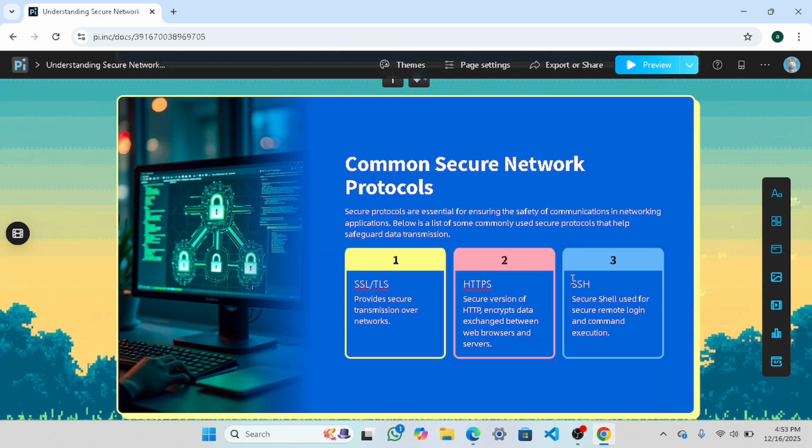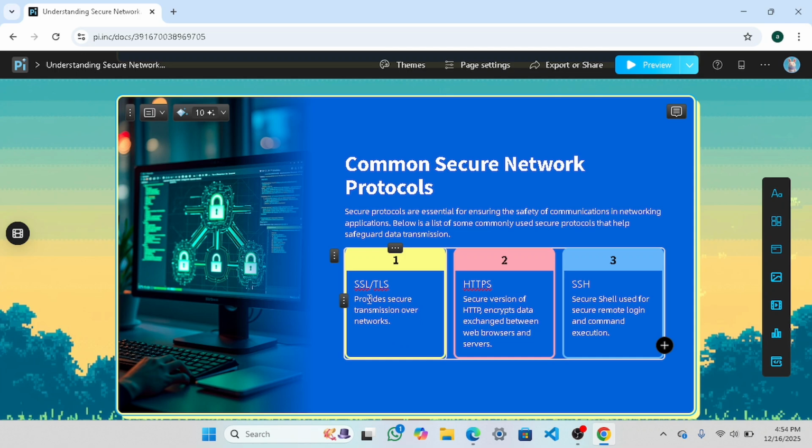Now moving to the next slide, where we see common secure network protocols. First one: SSL, TLS, HTTPS, SFTP. I hope you are all aware of these protocols. If not, here I am giving an overview of these protocols. If you want a dedicated video on this, please let me know in the comment section. So without wasting time, let's see them. SSL, TLS, what do they do?